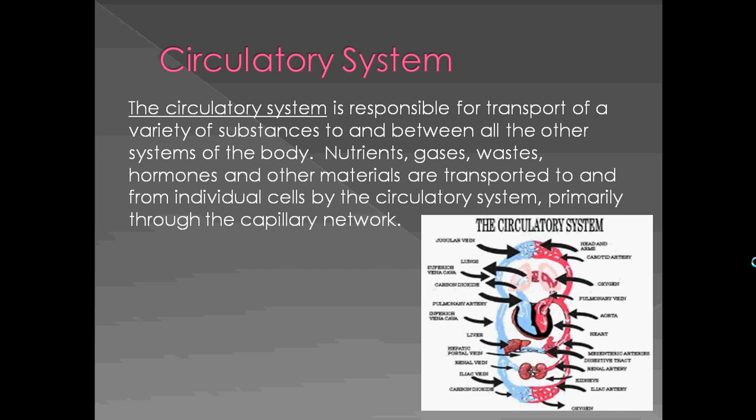The circulatory system is responsible for the transport of a variety of substances to and between all other systems of the body. As you can see in the diagram below, nutrients are picked up in the body and delivered to cells, while wastes are picked up and taken to the kidneys for removal. This takes place through a process called systemic circulation. Oxygen and carbon dioxide are exchanged in the lungs in the pulmonary circulation circuit, which is also described in the figure below.